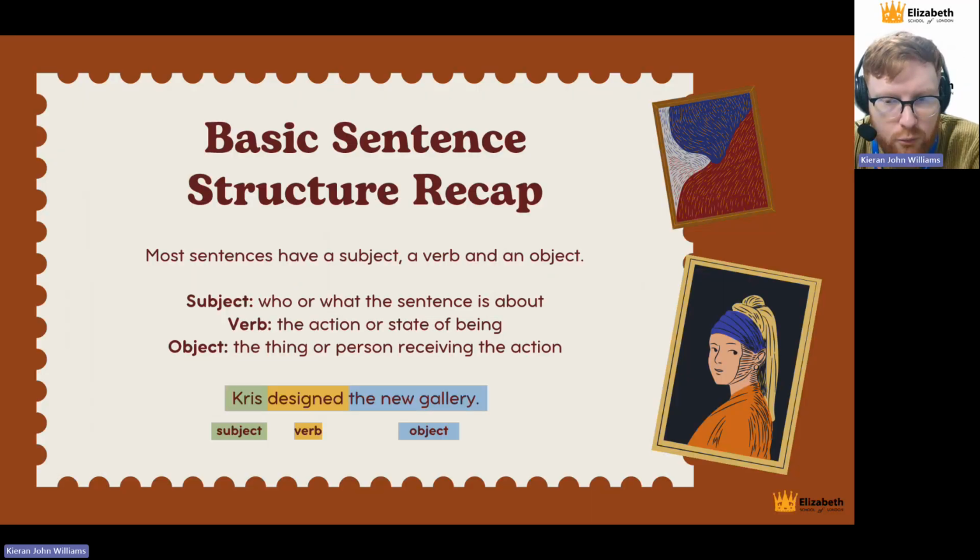So let's have a little bit of a recap then of how we actually create sentences. Every sentence should have a subject and a verb, and most sentences have a subject, a verb, and an object as well. If we look at this example sentence underneath, we've got Chris designed the new gallery. Chris is the subject, the person or the thing that the sentence is talking about. We have the verb designed, which describes the action or the state in the sentence. And the new gallery is our object, the thing or the person who receives the action. So Chris designed it. The gallery was designed by Chris. The action is designing. Most sentences that we will look at follow that kind of structure of having a subject, a verb, and an object as well.